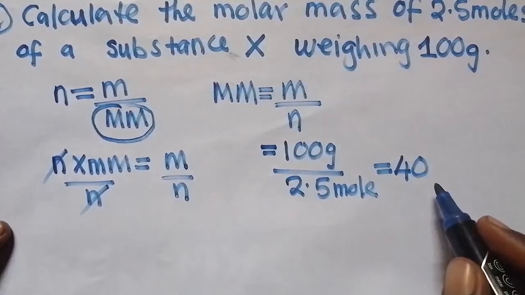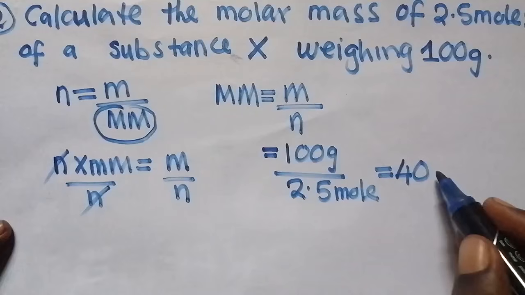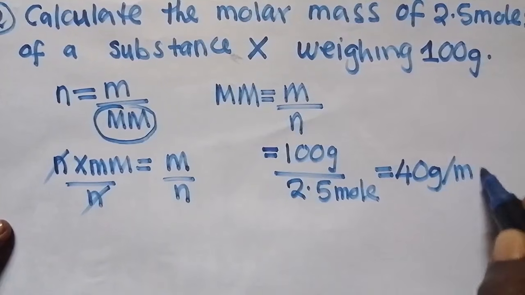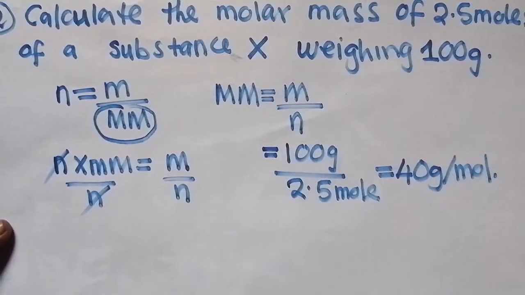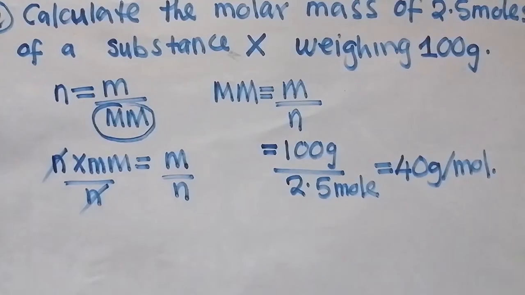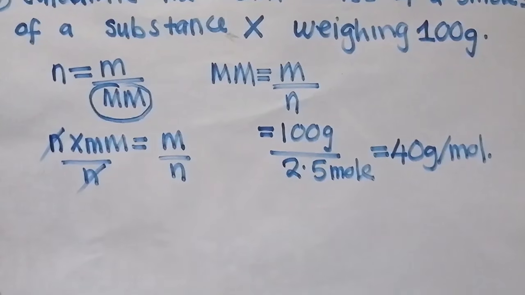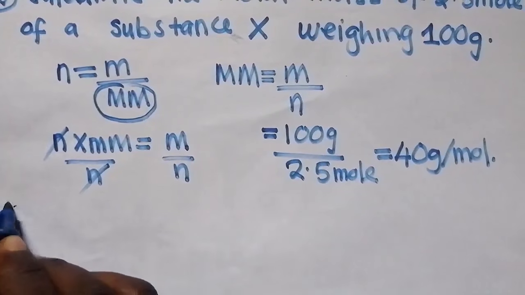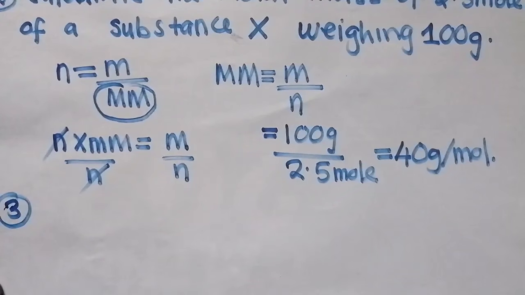Since you are calculating the molar mass, the units are grams per mole. Don't forget the units. This is how you calculate that one. These are simple procedures that you need to follow whenever you want to answer this question. Now I want us to look at another example. I hope you are able to see how I'm able to calculate this.